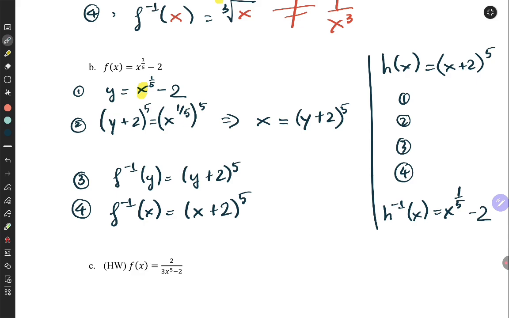It's not one way direction. It does not mean this one is inverse of this one. When you say that, that means this is inverse of this too. Okay.